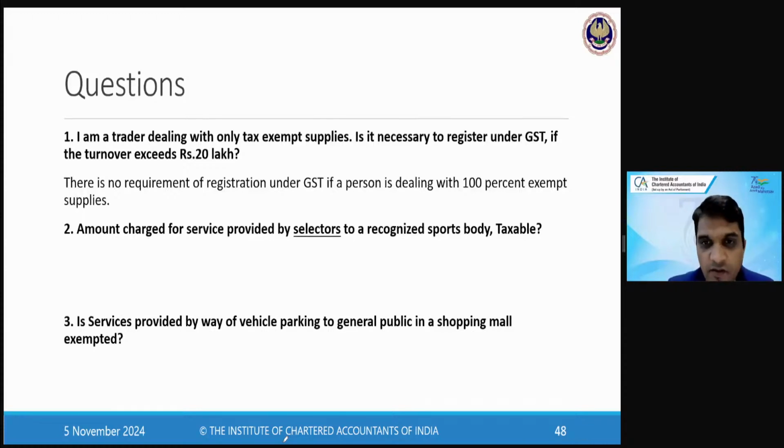Okay, selectors we have not read, so the second one will not be a relevant question now. Okay, the third question you can generally answer: is the service provided by way of vehicle parking to the general public in a shopping mall exempted?